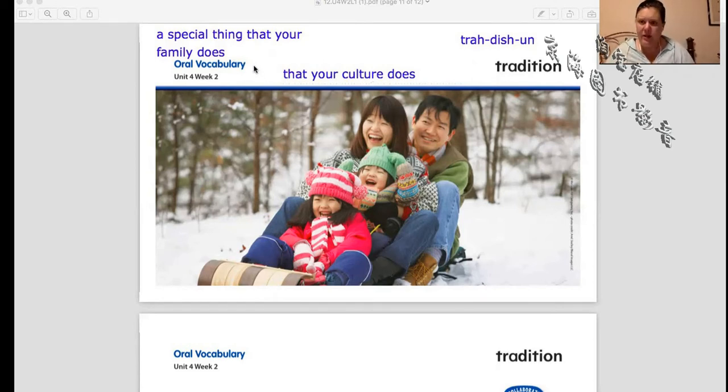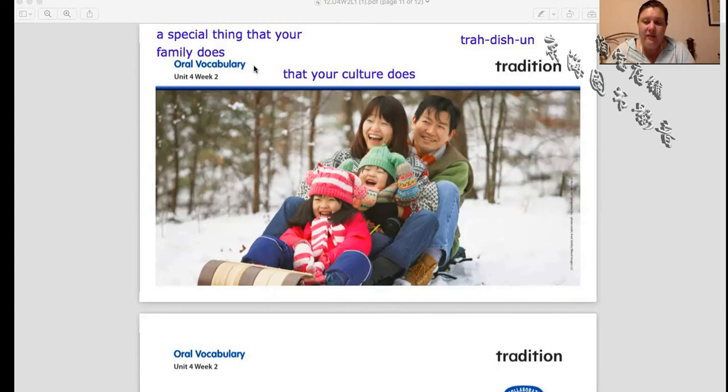Okay, so there's all different kinds of things that we do, all the different things that we celebrate, the different holidays, what we do during those holidays, right? So maybe we eat moon cakes during Mid-Autumn Festival, right? Or we go to see our family during Spring Festival. These are traditions. These are things that we do that mean a lot to us, okay?